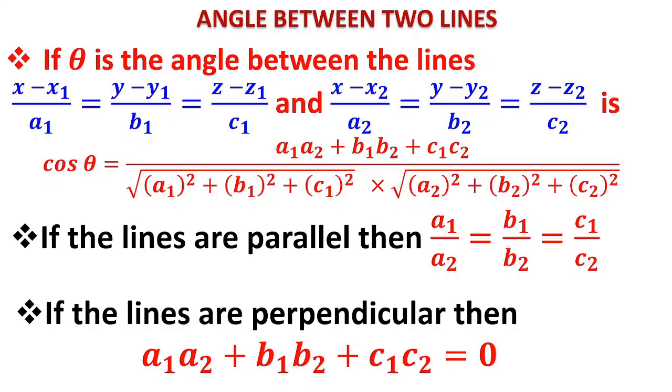Then if the lines are perpendicular, all of you know cos theta will become cos pi by 2. Therefore, the numerator will become 0. A1 A2 plus B1 B2 plus C1 C2 is equal to 0. When the perpendicularity idea is given in the question, you have to multiply their corresponding direction ratios; the sum of the products of the corresponding direction ratios is equal to 0. Once again be careful, direction ratios are to be identified after writing the given equation in symmetric form.